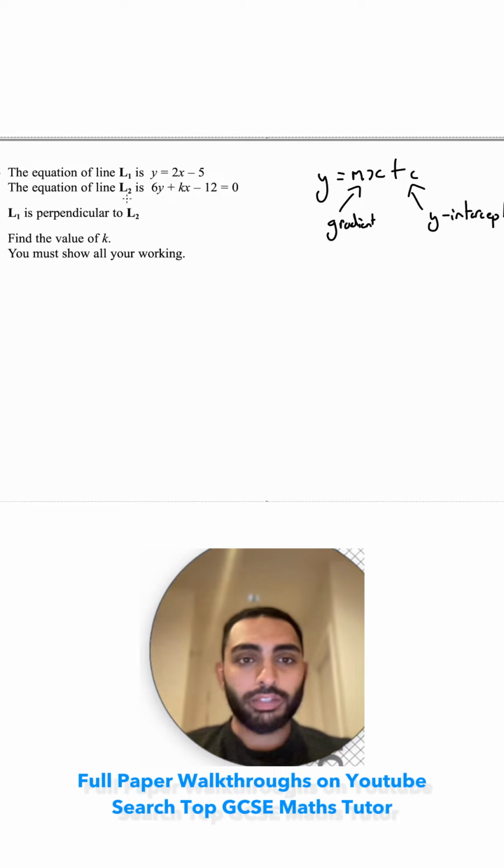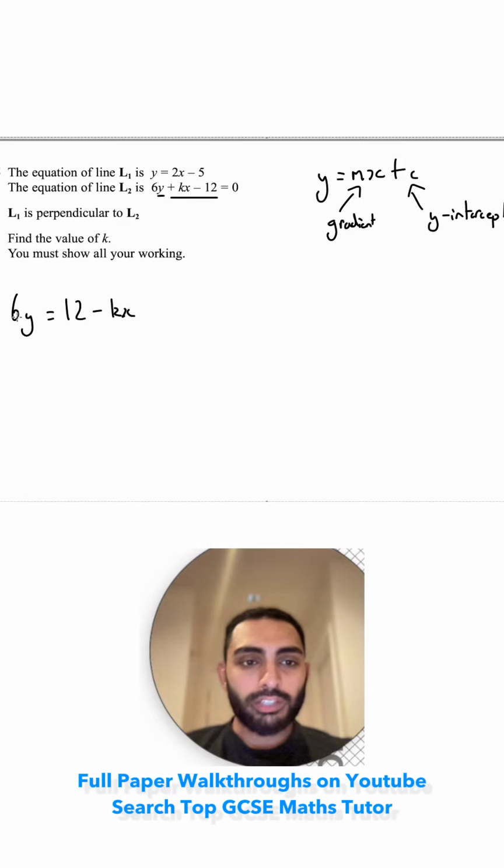The equation of line 2 is 6y plus kx minus 12 is equal to 0. This is not in the form y equals mx plus c, so it's not very useful to us. We can't use it easily. So let's rearrange it so that we're making y the subject. I'm going to move these two things over to the other side, so I'm going to have to take away kx and add 12. So now I've got 6y is equal to 12 minus kx.